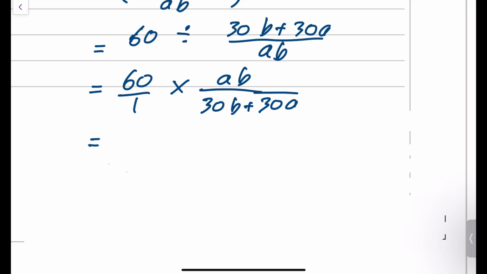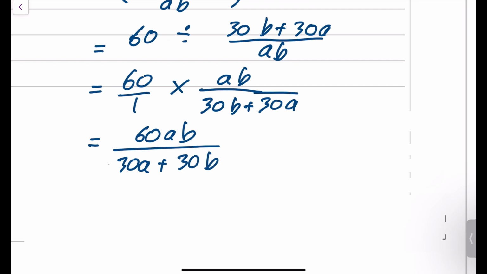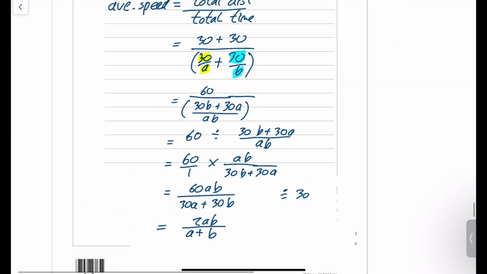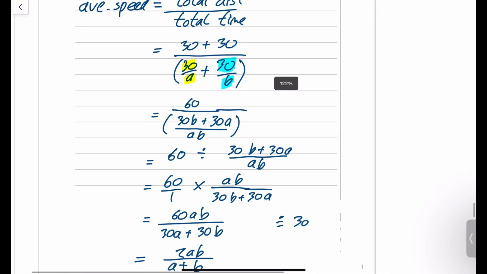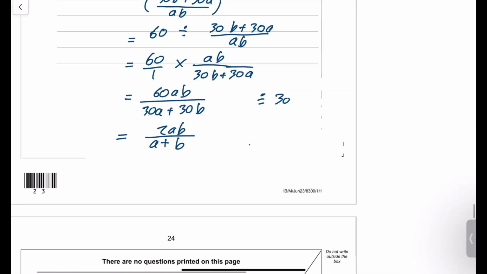So here, multiply along the top, you'll have 60ab, and on the bottom you will have, I'm going to write it as 30a plus 30b. Now everything is divisible by 30, so let's just divide through by 30. So you will have 2ab all over a plus b. Please tell me, is that what I was looking for? It was indeed. 2ab, and that's me done.